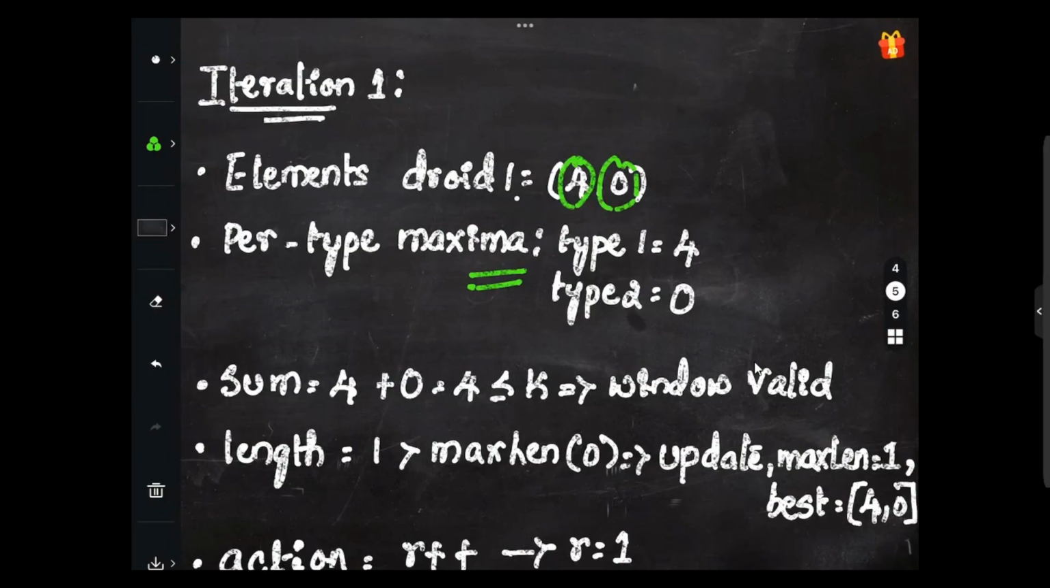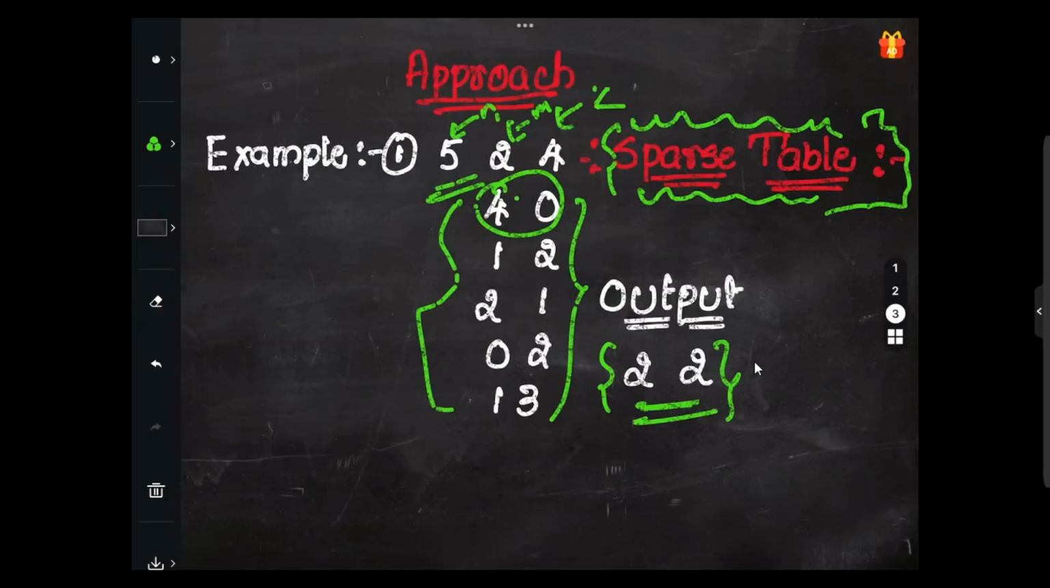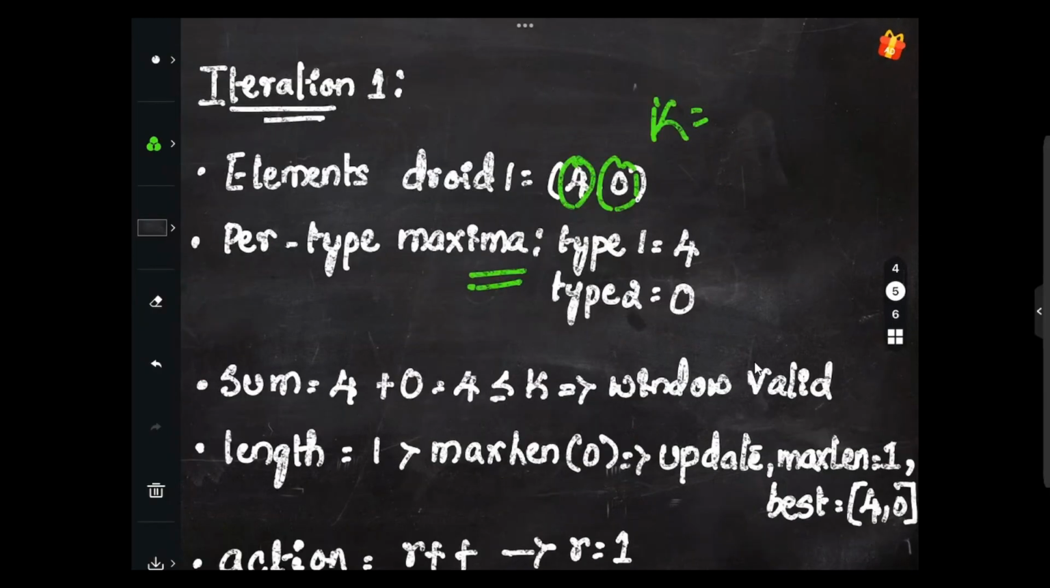Sum equals 4 plus 0. When we sum this one, we get 4 plus 0 equals 4, which is less than or equal to k. K we have been given 4 itself, right? 5 to 4 we have. We have 5 to 4, and 4 is less than or equal to 4. Yes, it is. So this window is valid. This window is valid, and length equals 1, max length equals 0.